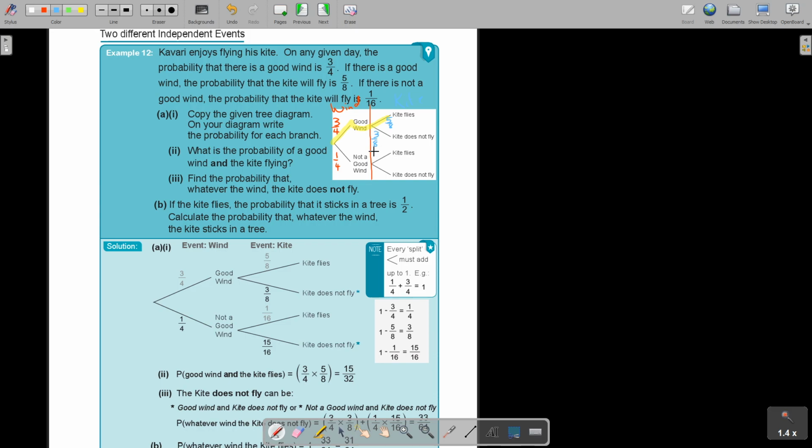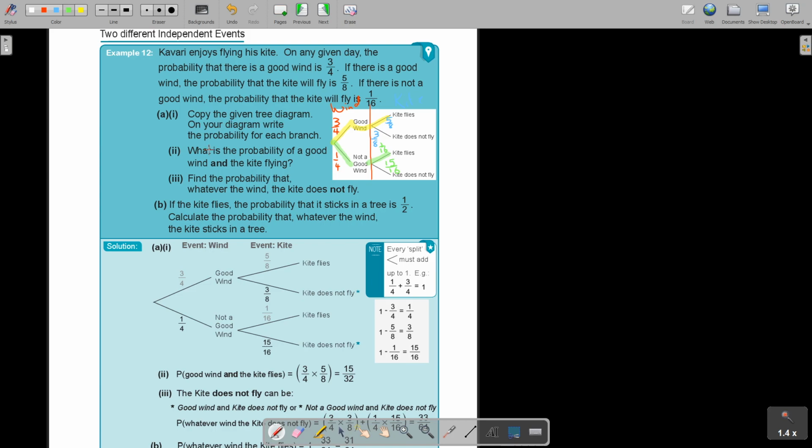Okay, then the last one. If there's not a good wind, find your row. If there's not a good wind, the probability that the kite will fly is 1 over 60. So this is 1 over 60, and this must add up to 1, so this will be 59 over 60. Okay, so the first thing: complete your tree. And then the second thing, they will start working with the tree.